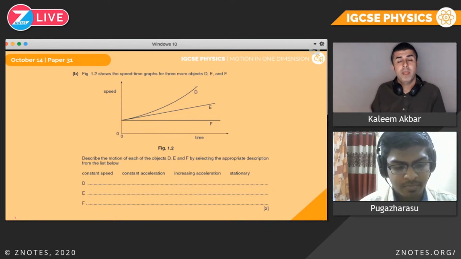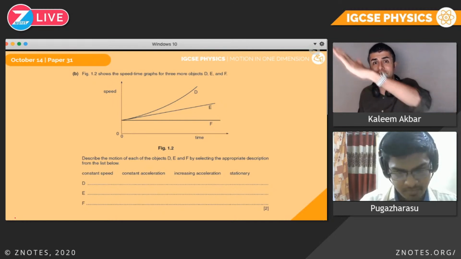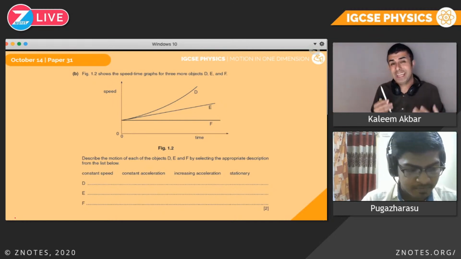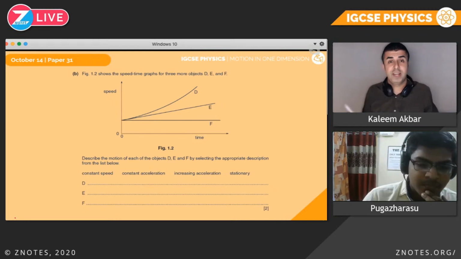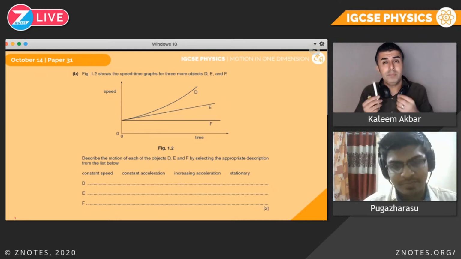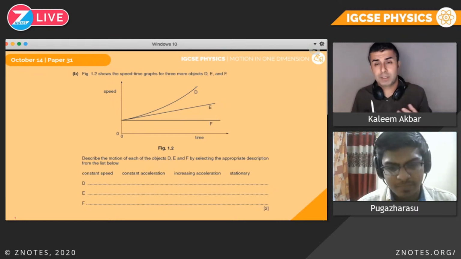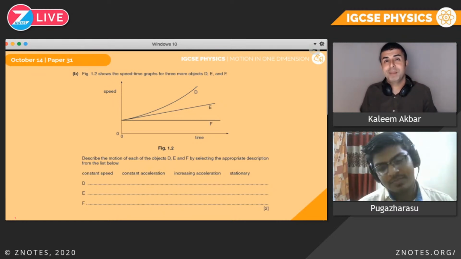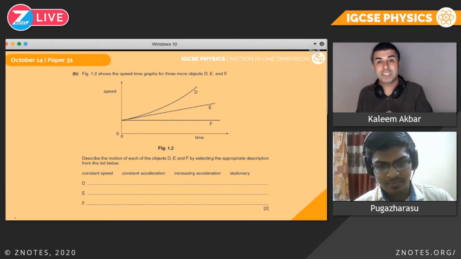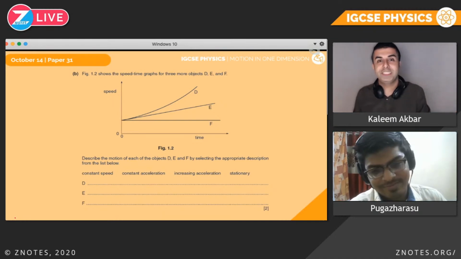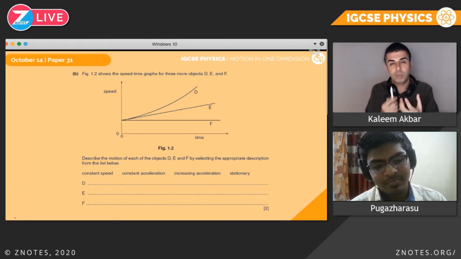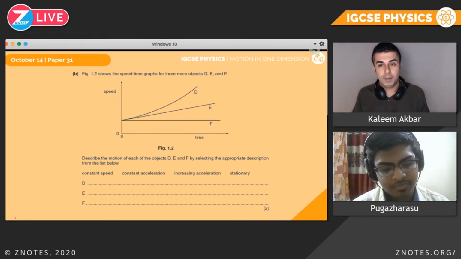So if we look at D, again, the gradient's increasing. If we look at E, the gradient's constant. And if we look at F, the gradient is 0. So this is why this is a brilliant question to choose, because this is where a lot of students go wrong. They mix up the two. They mix up distance time graph with speed time graph and vice versa. So hopefully you can see quite simply what we are doing here.